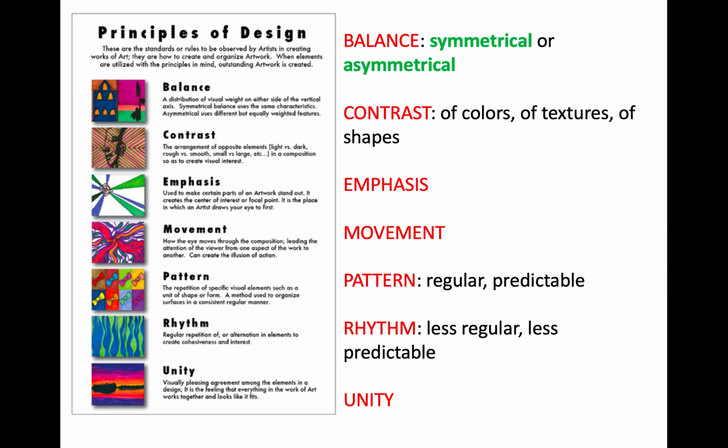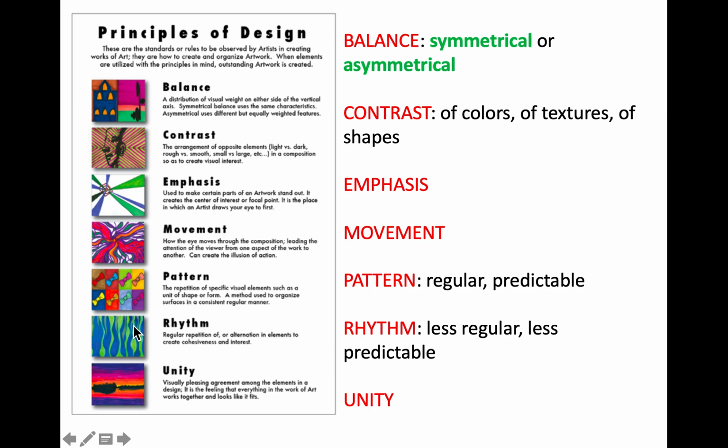Then we have pattern and rhythm. Pattern is like a mathematical pattern, right? Like this image has in here, there are these little bows. It's very predictable, right? You have one bow, then another bow, then another bow. They are all the same size. They all are organized in creating a pattern. But again, it's regular and predictable.